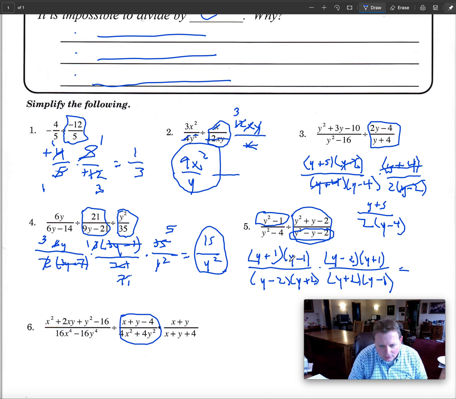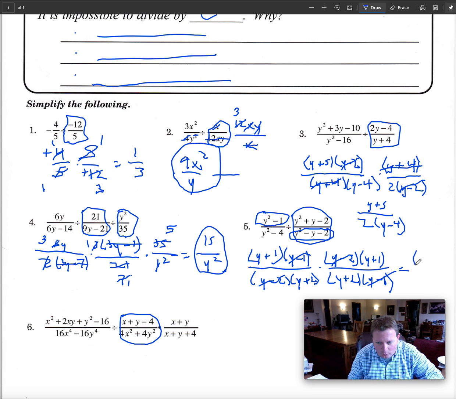And then what will cancel? Well, the y minus 1s will cancel. The y minus 2s will cancel. And I really wish these y plus 1s would cancel and these y plus 2s would cancel, but they won't, because y plus 1s are both on top.